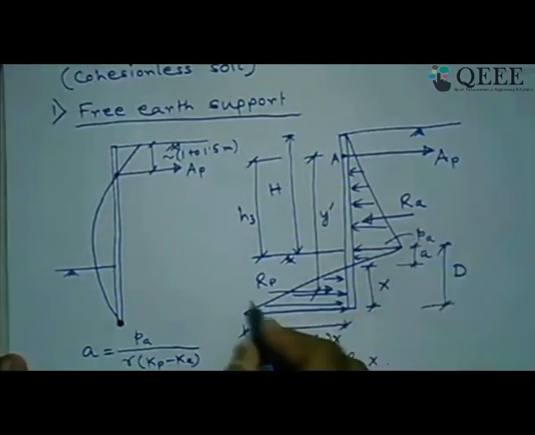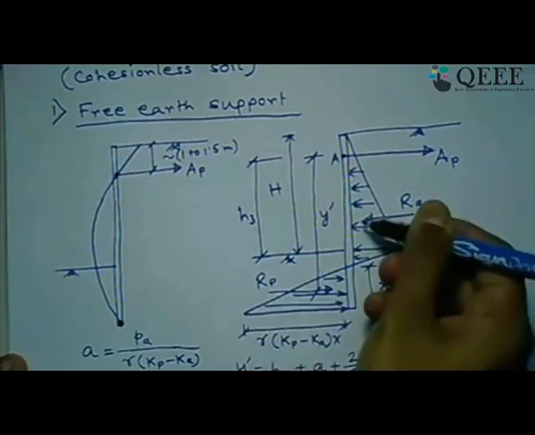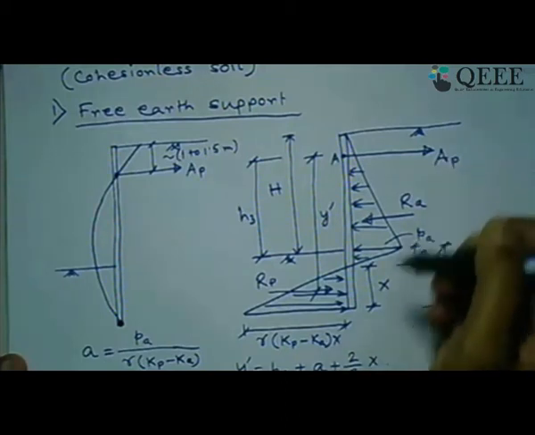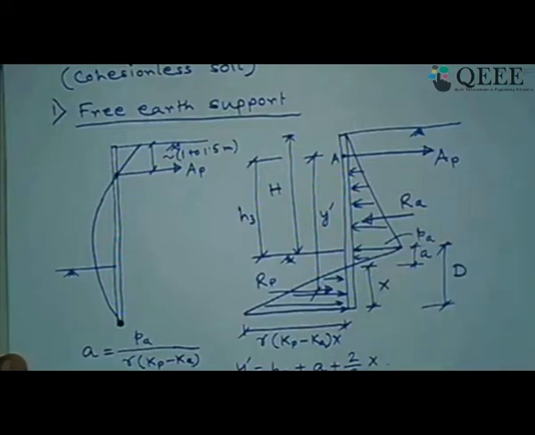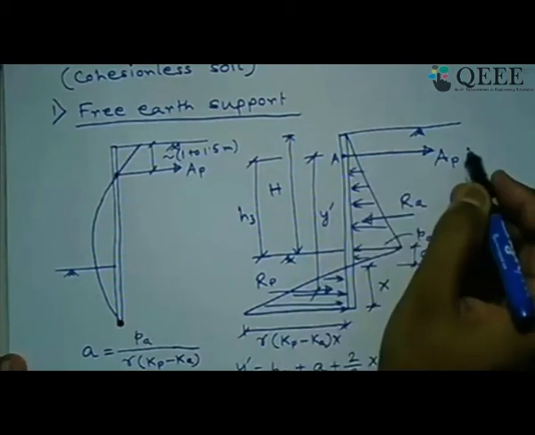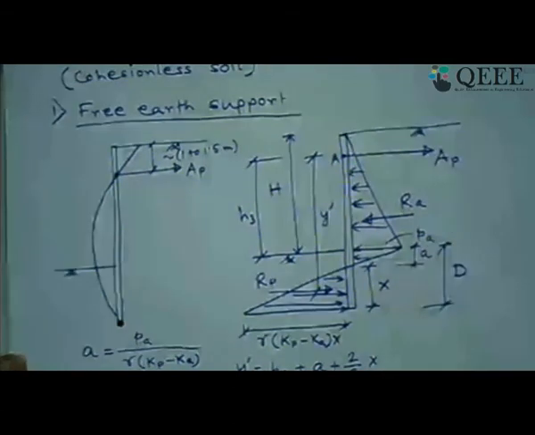Other forces are known, RP is known, RA is known, only unknown is your X. X can be obtained by using this equation. Once you obtain the value of X using this equation, then when we do the sum of FH equals 0, RP is known, RA is known, only AP is unknown, one can get the value of AP.